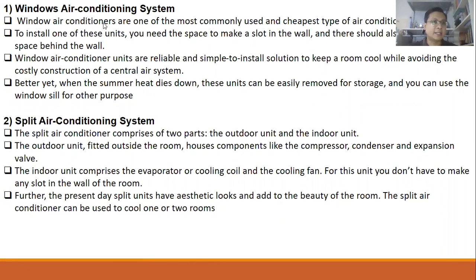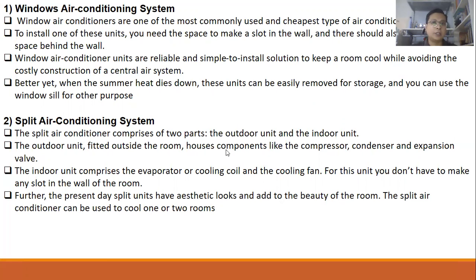So we can see from the slides, I divide air conditioning into two types. The first one I will discuss is the window air conditioning system, and the second is the split unit air conditioning system. The window air conditioner is one of the most commonly used and cheapest air conditioners. It is easy to install. For this unit, you need to make a slot in the wall, and there should also be some open space behind the wall. We make a small hole there exactly the aircon size, and we put the aircon system there.